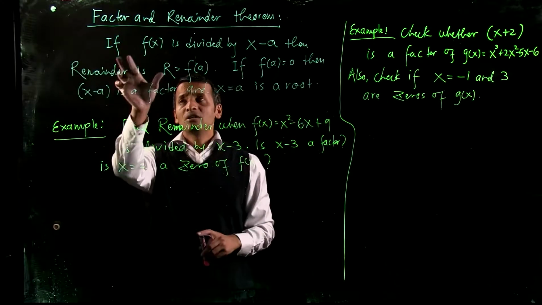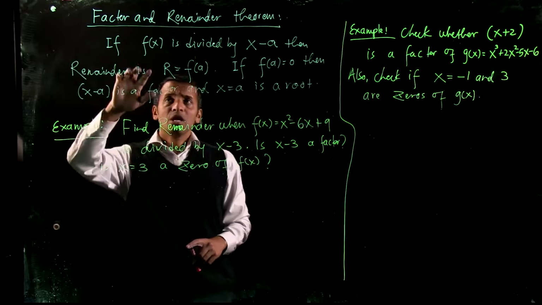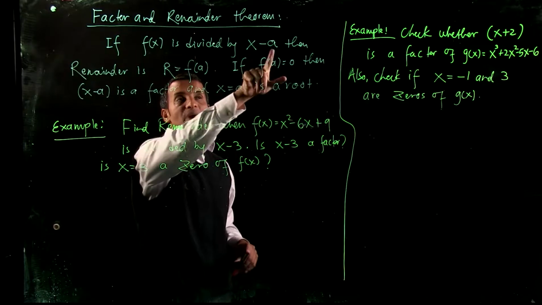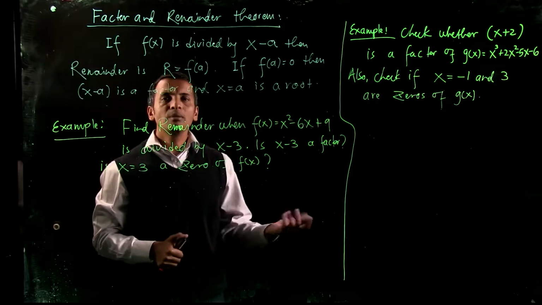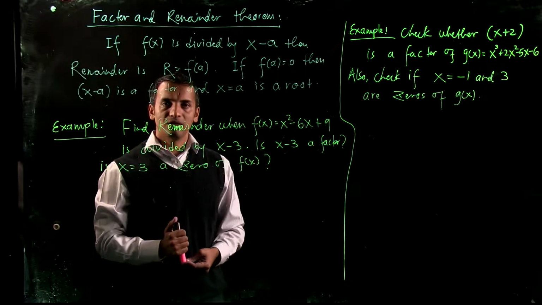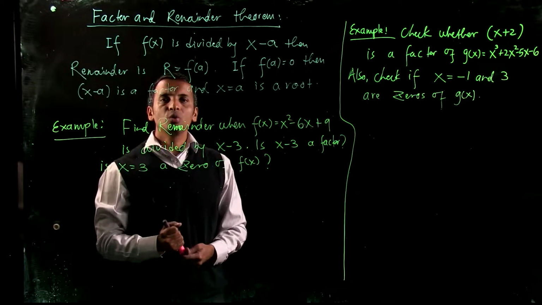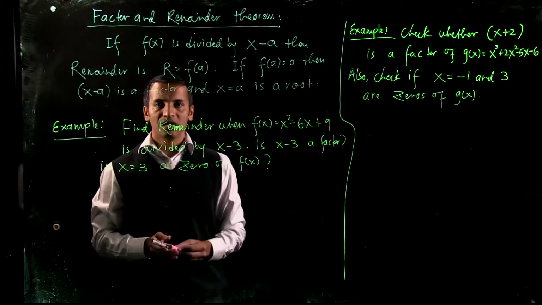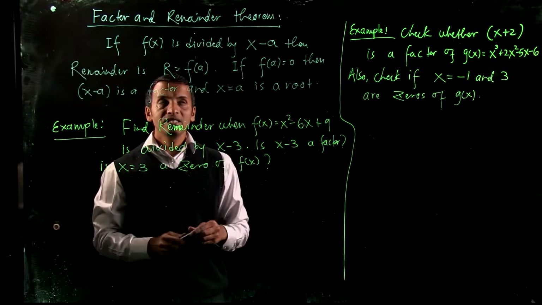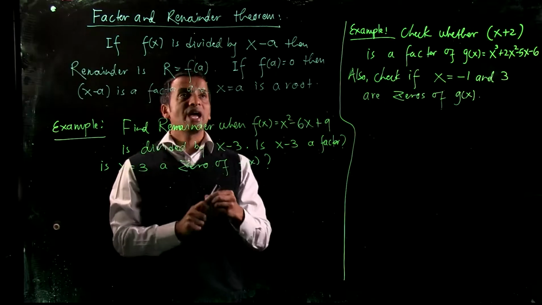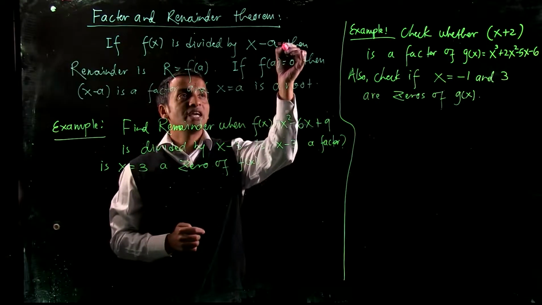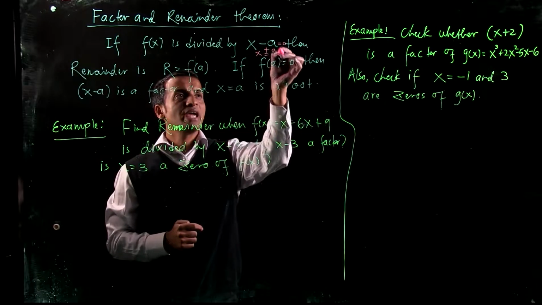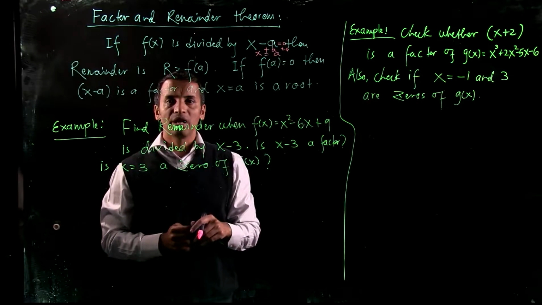Okay, so the remainder theorem says that if you are dividing f of x, a function, by x minus a, then you don't have to do the synthetic division to find out the remainder. There is an even shorter way. You solve x minus a equals 0 for x, and then add a on both sides, and you'll get x equals a.